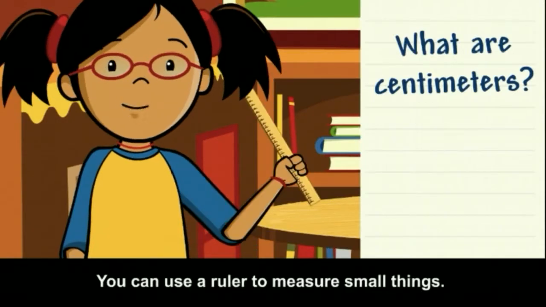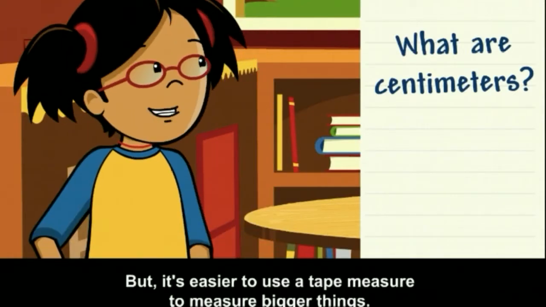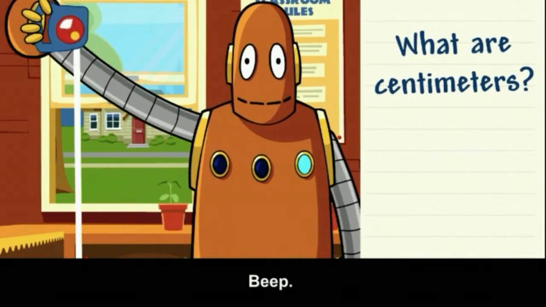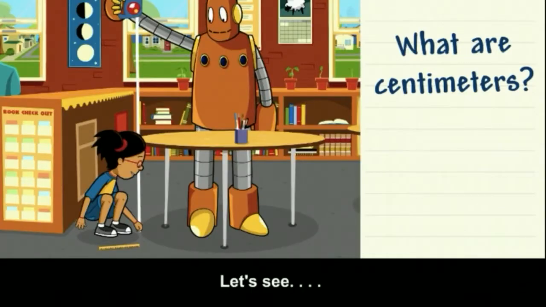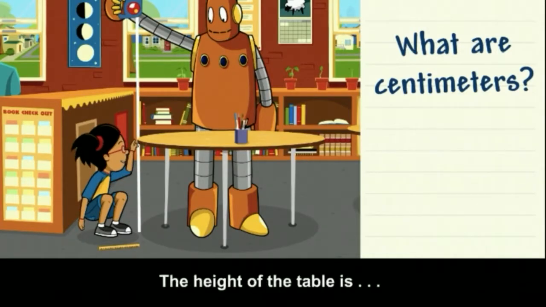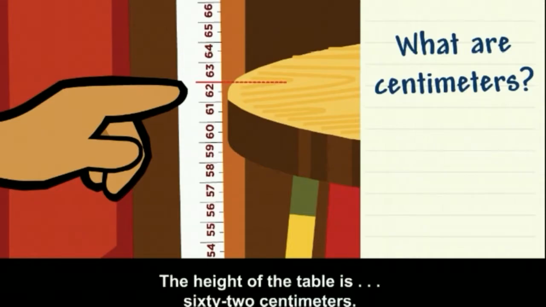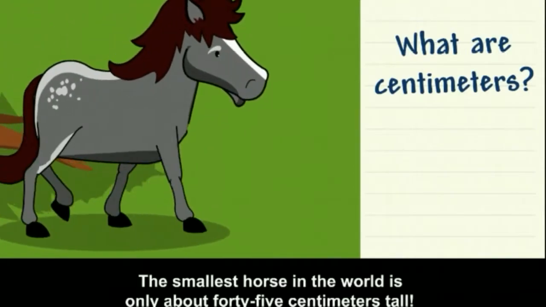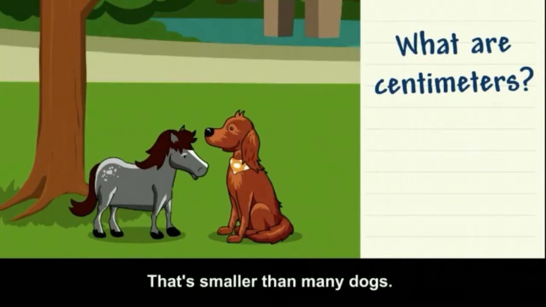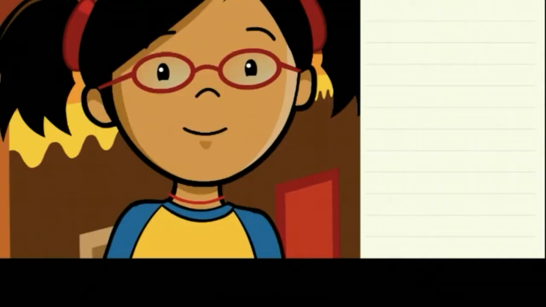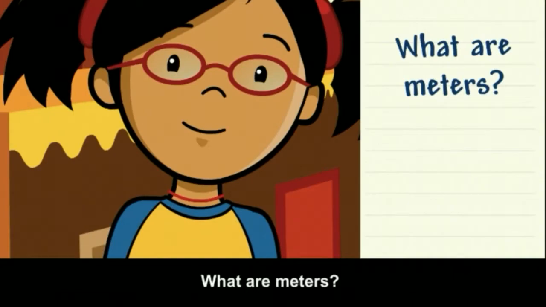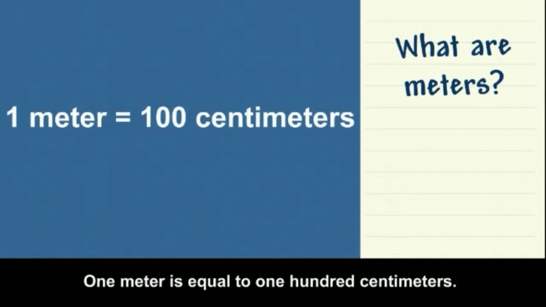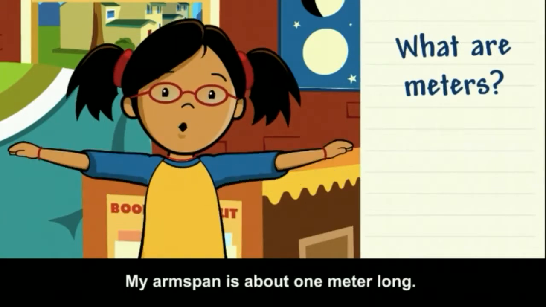You can use a ruler to measure small things, but it's easier to use a tape measure to measure bigger things. Let's see. The height of the table is 62 centimeters. The smallest horse in the world is only about 45 centimeters tall. That's smaller than many dogs. What are meters? 1 meter is equal to 100 centimeters. My arm span is about 1 meter long.